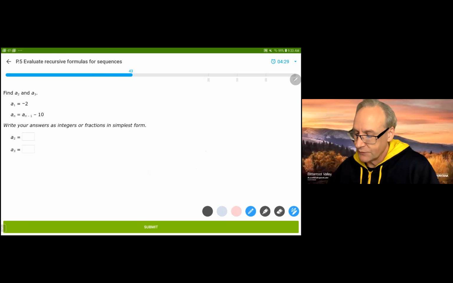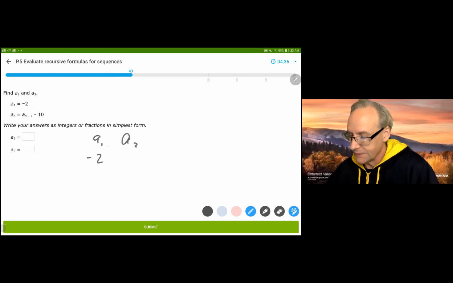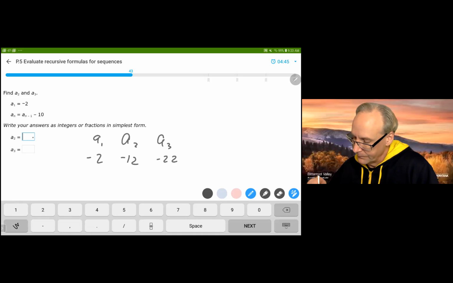Okay, this one we're going to subtract 10. So we want A1 is -2, and then A2 we're going to subtract 10. Be careful, that is -12. And A3 we're going to subtract 10 again, and we get -22. That's it.